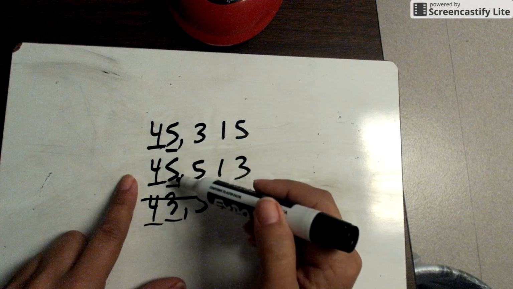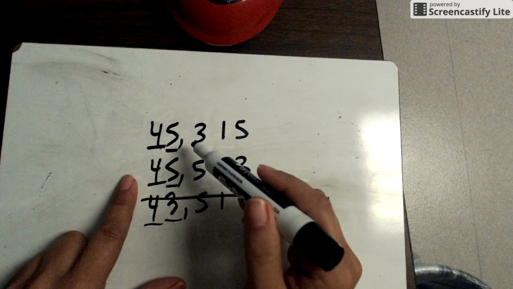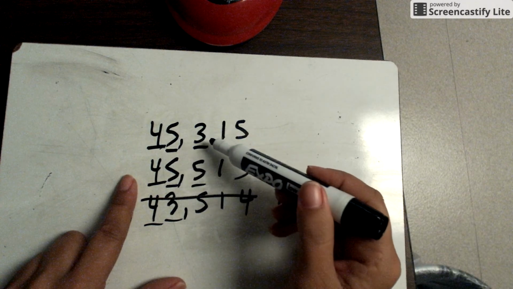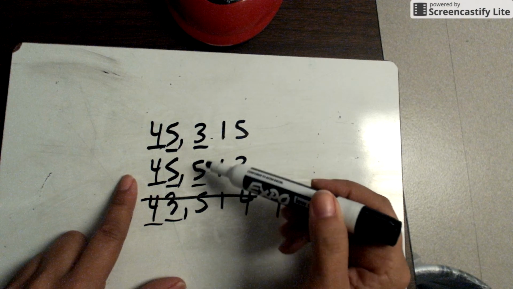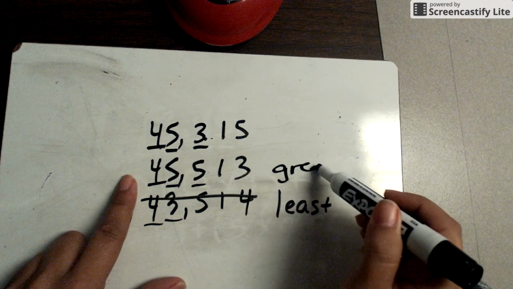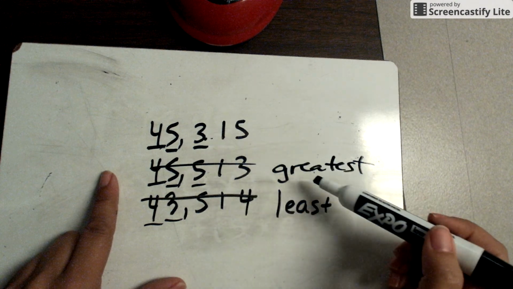Then, since these two both have a value of 5 in the thousands place, I don't really know which one's greater or less than yet. I have to move on to the hundreds place. When I move on to the hundreds place, I notice that this one's a 3 and this one's a 5. The 5 is greater than the 3. So that tells me already that this number is going to be our greatest number. Okay, done with that one.